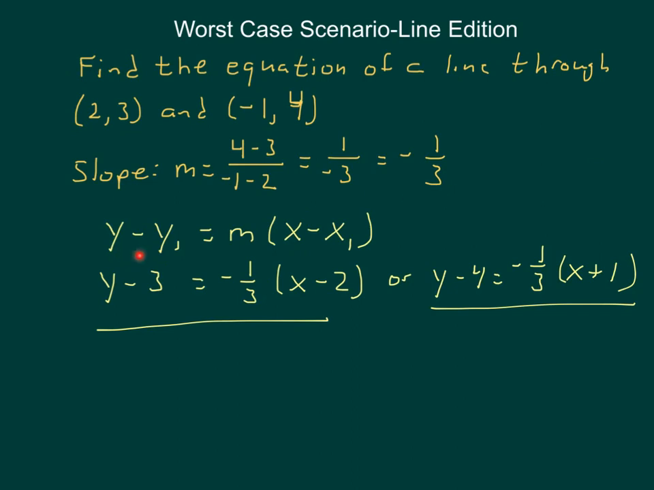Now taking the point slope form of a line, I replace m with negative 1/3. Now in terms of the point you pick, that's up to you. You can use either one. So if I use the point 2, 3, then I get y minus 3 equals negative 1/3 times x minus 2. Or if I use the point negative 1, 4, I get y minus 4 equals negative 1/3 times the quantity x plus 1. So those would be the equation of the line, and that would be basically the most difficult thing in terms of concept-wise that I could give you.